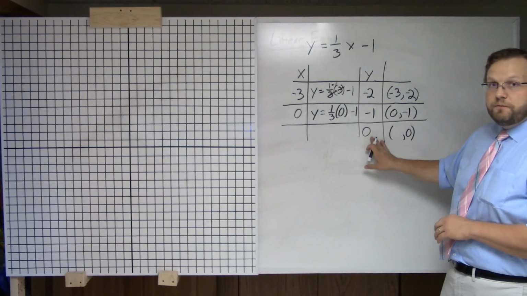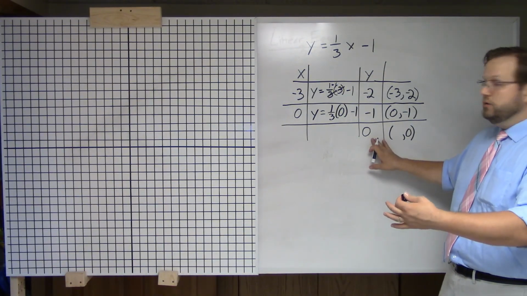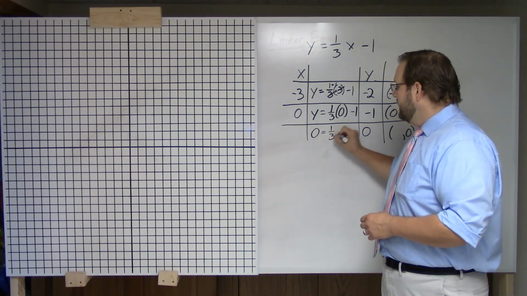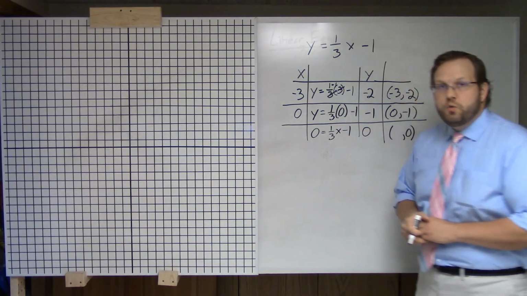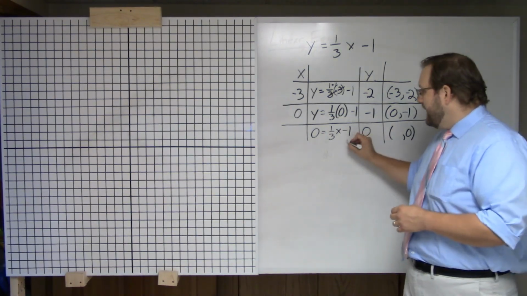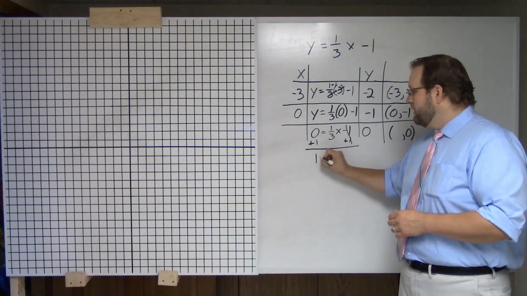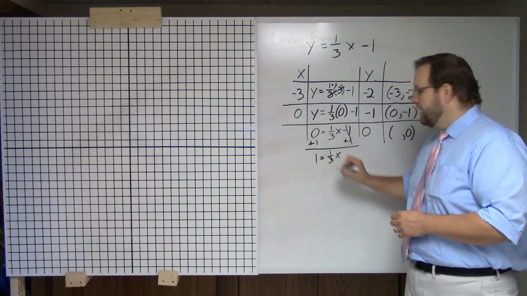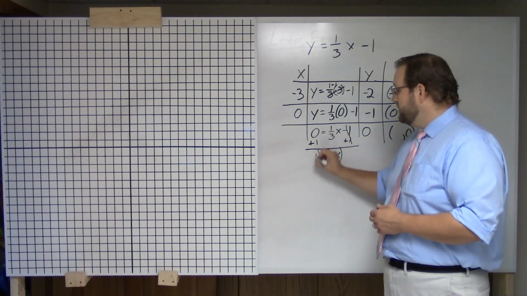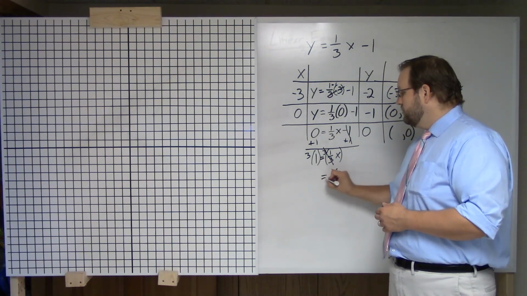Last one. Now be careful here because this is a little different. This one they gave you the y value. So I have a 0 for y, and now I have that equation to solve. Okay? What I'm going to do first is I'm going to add a 1. So I have 1 equals 1/3 x. To get the x completely alone, I'm going to multiply everything by 3. And I've got x equals 3.